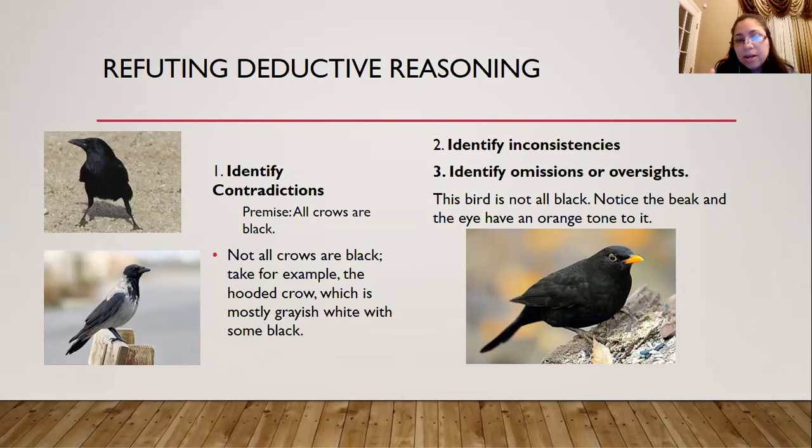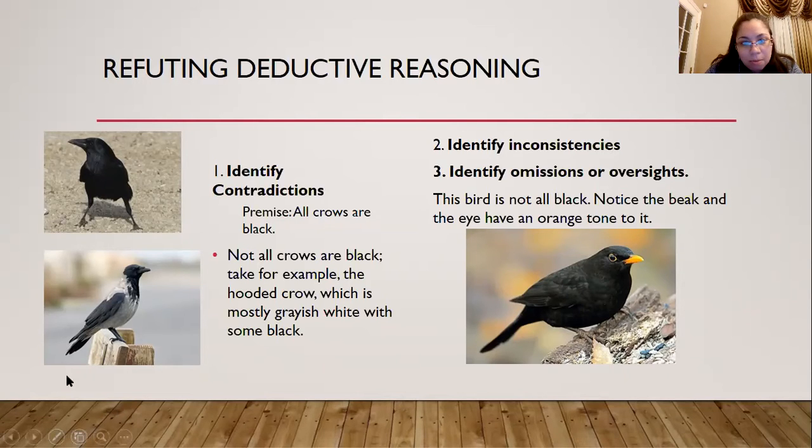Two, identify inconsistencies. Okay, so that kind of is an inconsistency in such a simple premise. So there's an inconsistency, not even in the species of the crows, are they all black? All right, then identify omissions or oversight. So you can look at both the crows, and you can also look at the actual thing you're claiming is a crow. So in this case, the bird.